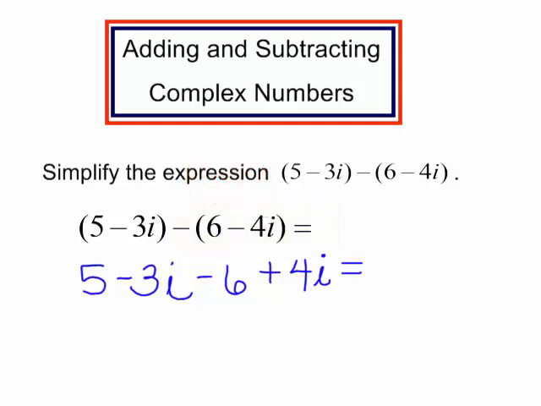Let's combine the real parts. Positive 5 and a negative 6 will be negative 1. And now let's combine the imaginary parts. Negative 3i and a positive 4i will be 1i, or just plus i. My answer when I subtract these two complex numbers is -1 + i.